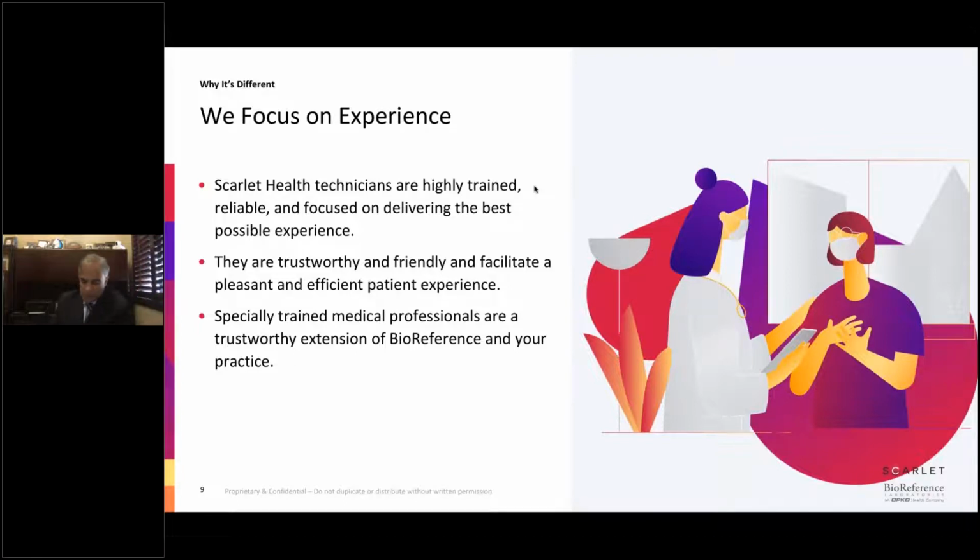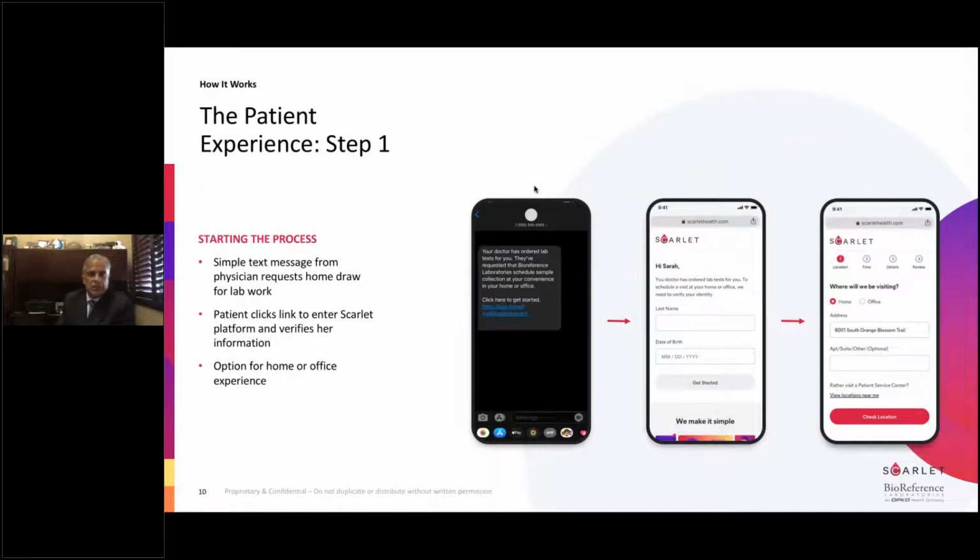And we'll continue here on the next slide with the patient experience. So the process starts with the physician order. It's a simple text message or an email, either of the two mechanisms that Scarlet uses to request a home draw for lab work. The patient just clicks the link that they receive, and they verify their information. As you can see on the second picture, they'll verify their name, their date of birth, and then they opt for where they want that visit to take place. Where would that experience be done? Whether it's going to be home, whether it's going to be their office.